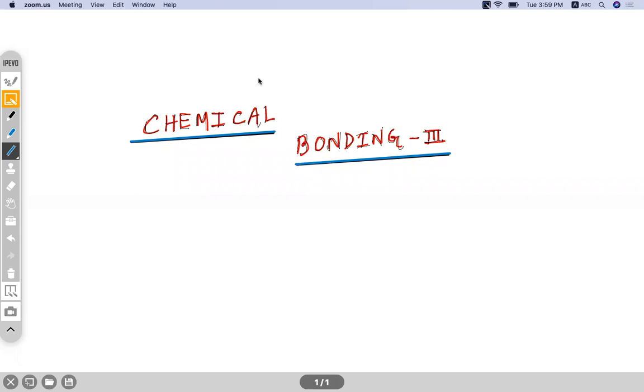So guys, let's start with the session. Last class we could not have the class, so I'll plan to have a compulsory class for that. Last class we stopped at hybridization, right? We discussed how the VBT, valence bond theory, could not explain the bonding of CH4. Then I said that we got a new theory, and that is hybridization. So today in the session we are going to start what is hybridization and how to find out hybridization.